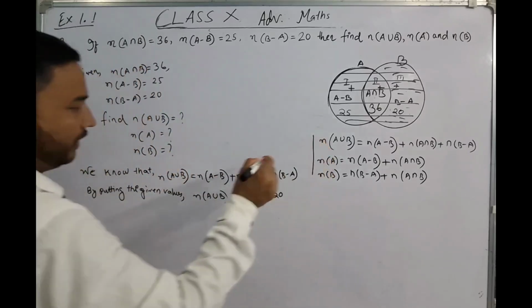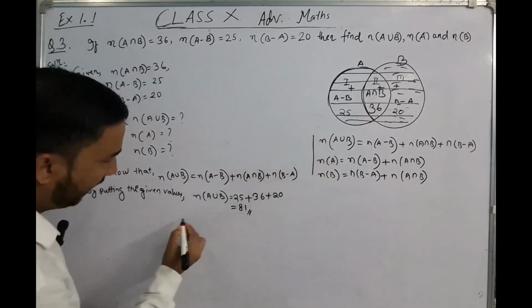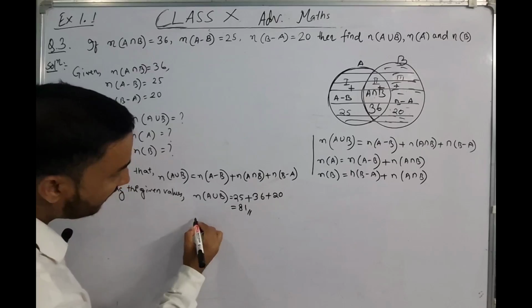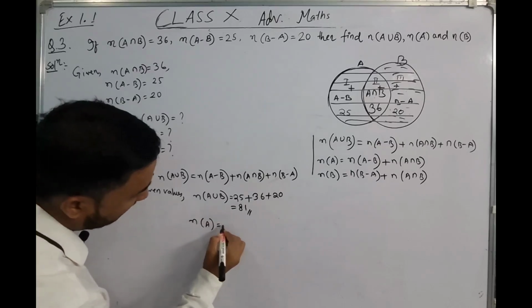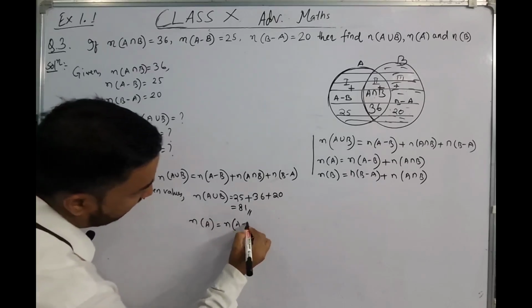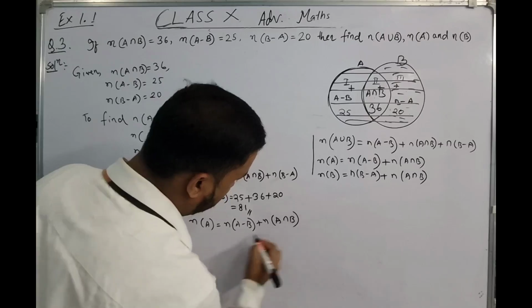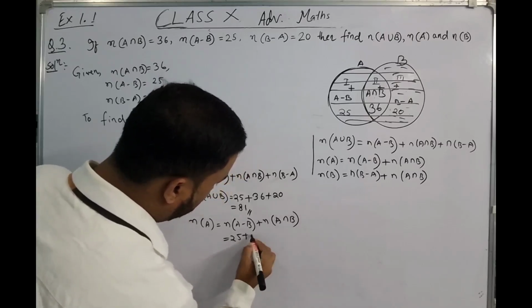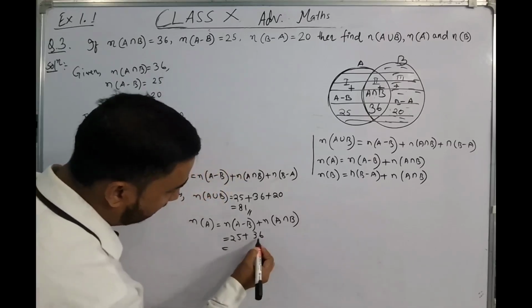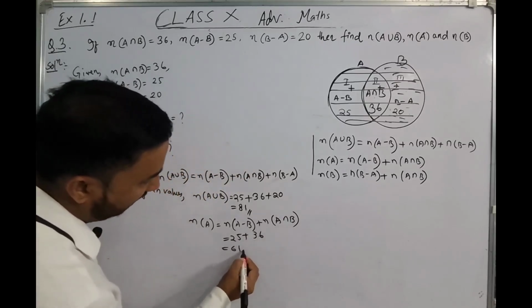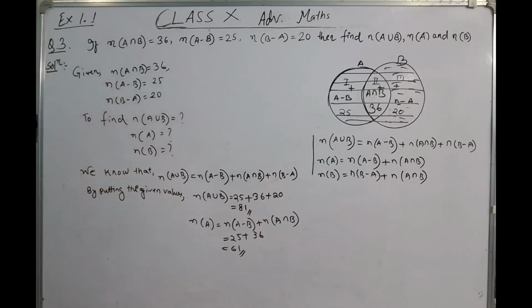Now you can find the number of A. Number of A is equal to what? Number of A difference B plus number of A intersection B, equal to 25 plus 36, that means 61. And can you see this? Yes. Now the number of B.